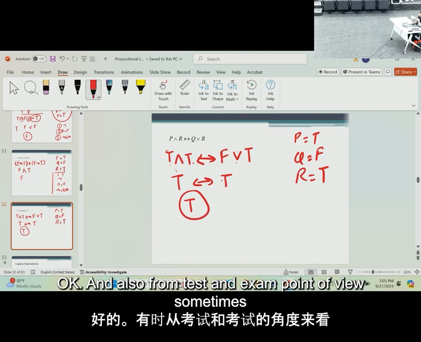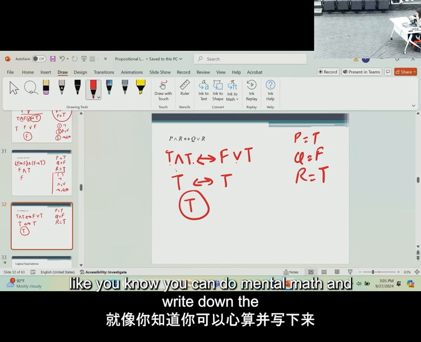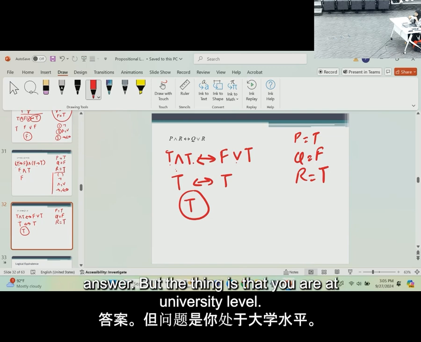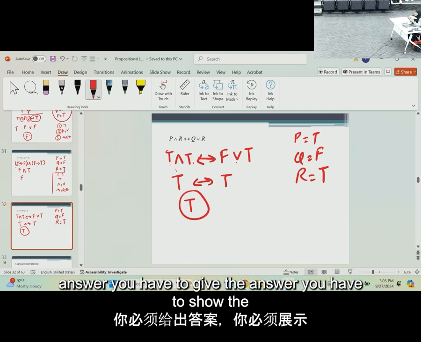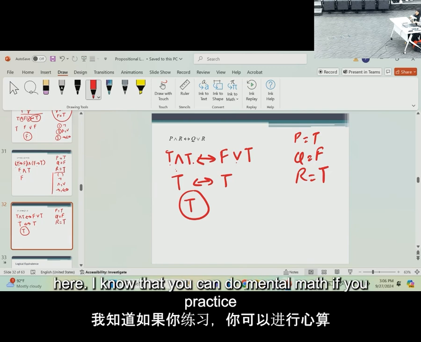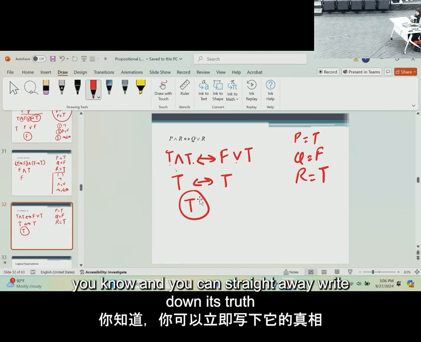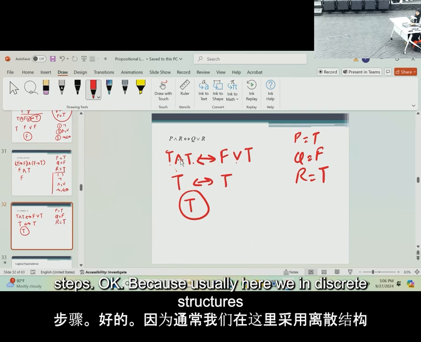Also, from a test and exam point of view, sometimes questions are very easy. You can do mental math and write down the answer. But you are at university level, so it's not only that you have to write down the answer, you have to show the steps. Important steps you have to show. For example, over here, I know that you can do mental math if you practice and straight away write down its truth value, but no, you need to show at least these two steps.